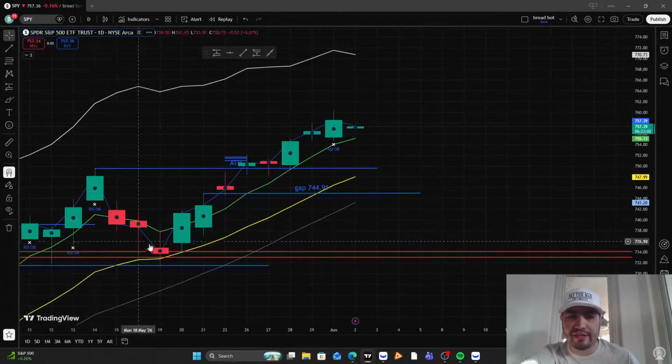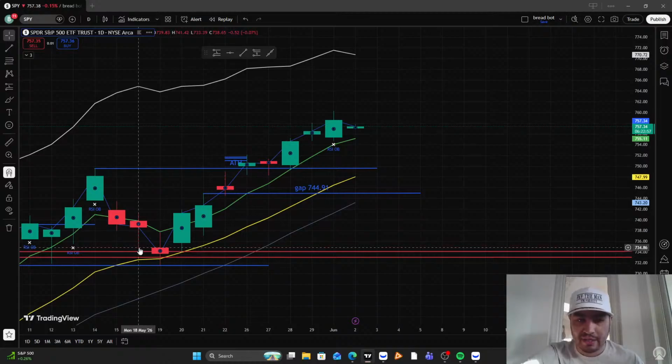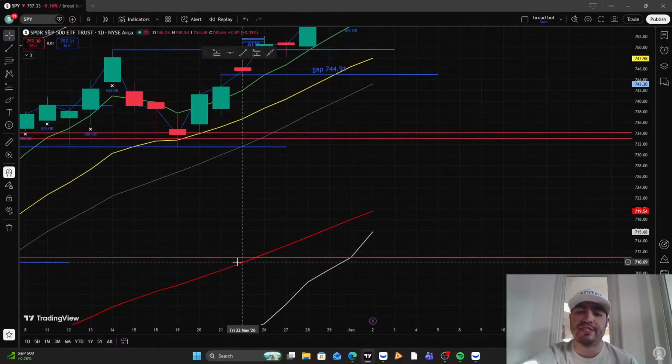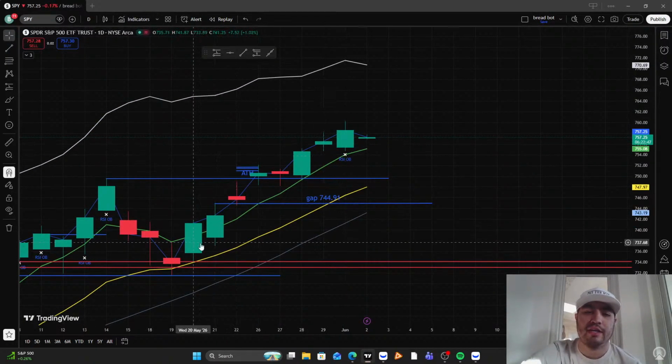See how this test came right here? This is kind of like what Mo likes to call a warning shot. Came down to the 13. The 5 was kind of coming down. At the time, I really thought this was going to kind of cross under and test the 50. Didn't even happen. Bull said, not today, Ray Ray, and ripped it up higher.